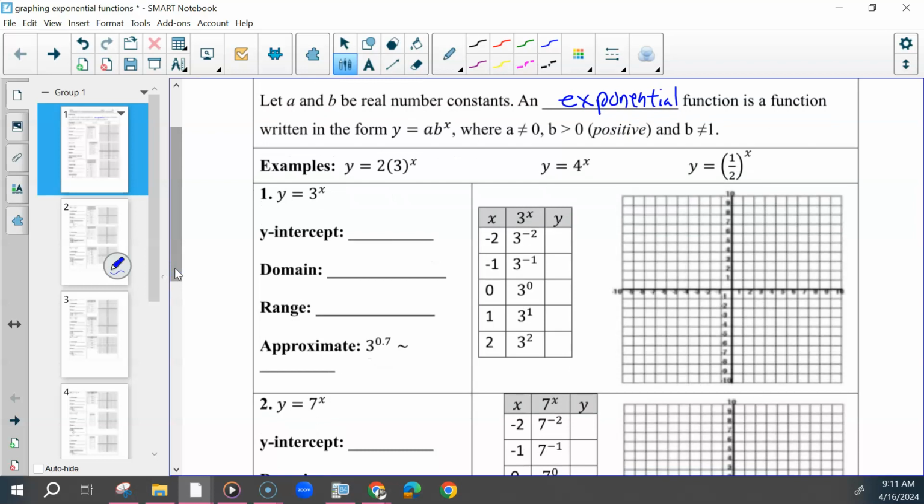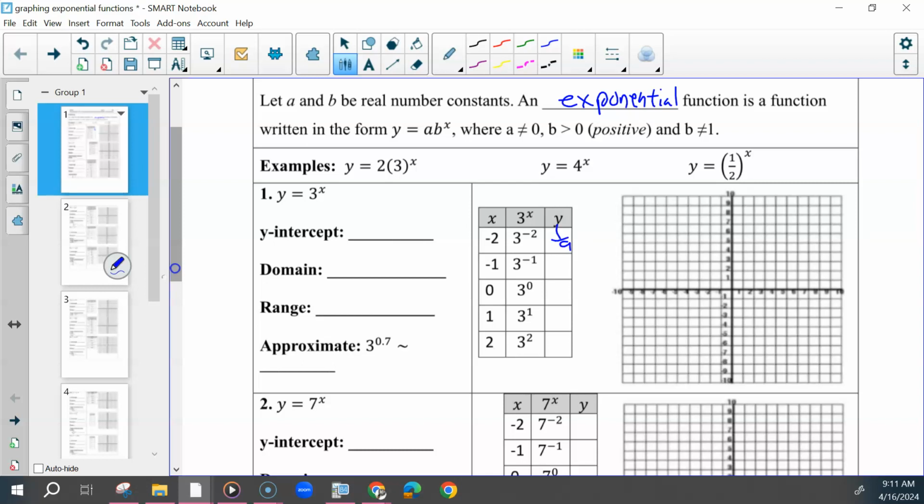So for this, I have these x's, I'm putting it in where x goes. So then I have these, and I have to think back to my negative exponent rules. I take my base, I flip it, I make the exponent positive. So then what would this be? What would this y value be? 1/9.